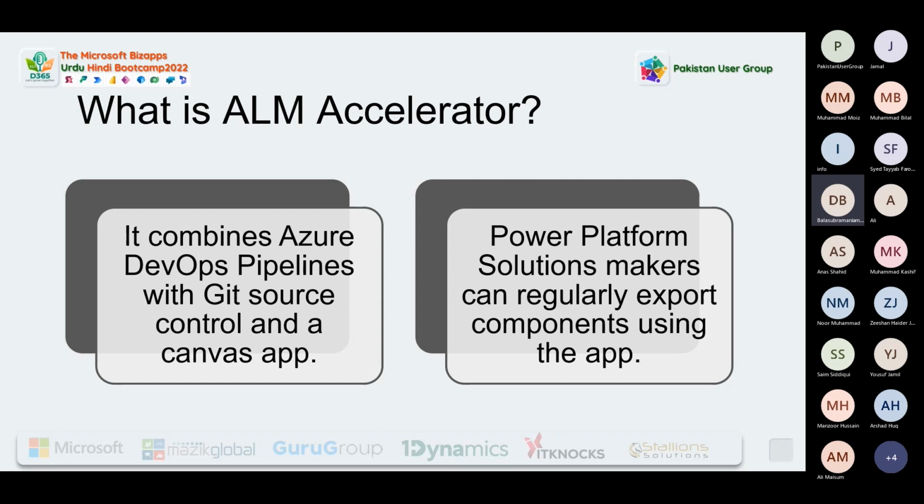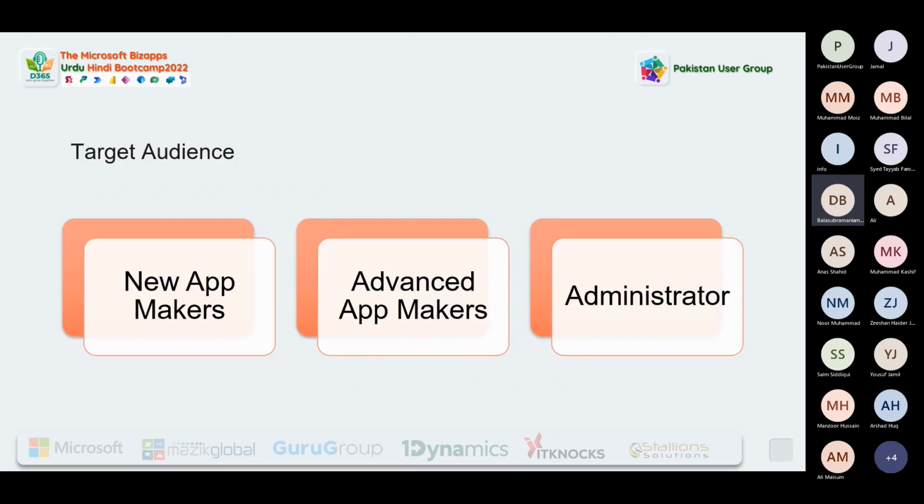The target audience are mainly makers, advanced app makers, and administrators. You can see the target audience here. The administrator is the target user for setting up the ALM accelerator for the Microsoft Power Platform, and should have a deeper understanding of Power Platform environments, solutions, Azure pipelines, and familiarity with Azure Active Directory and Microsoft Dataverse administration. All those things this administrator should be aware of.